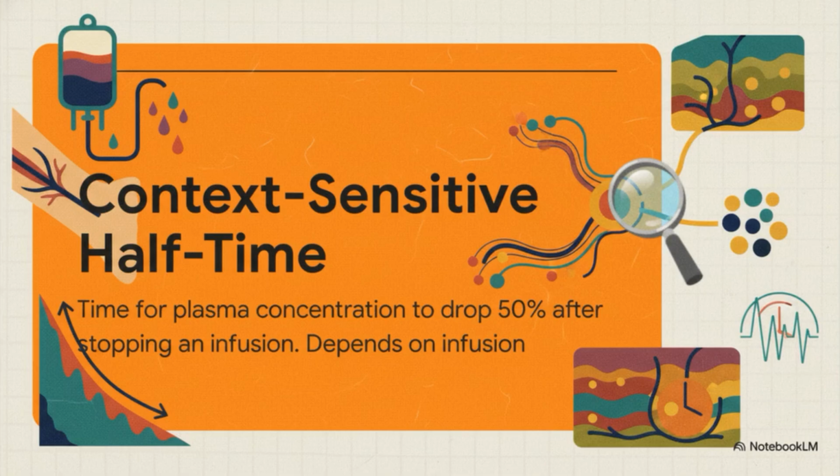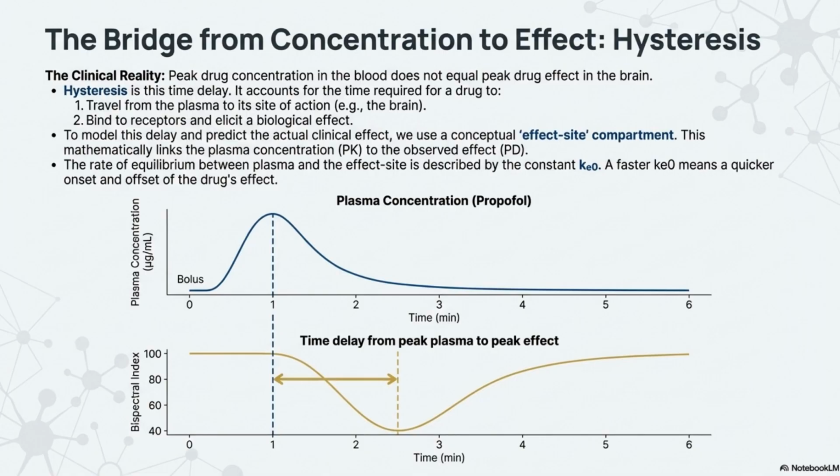That makes perfect sense. Propofol is known for having a relatively short CSHT. It does, even after long infusions. But other drugs, some benzodiazepines or opioids like fentanyl, show dramatically extended CSHTs when given for hours, precisely because of that vast, saturated peripheral reservoir feeding back into the circulation.